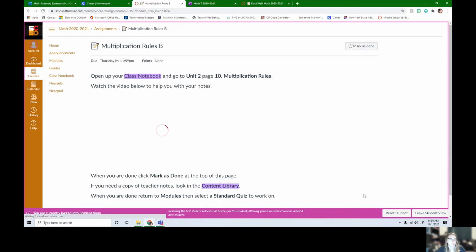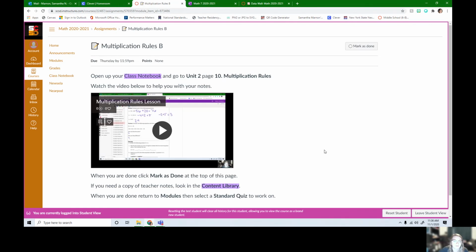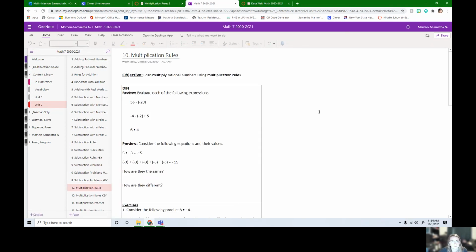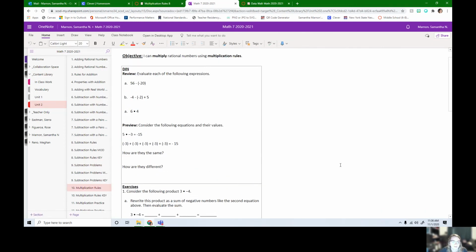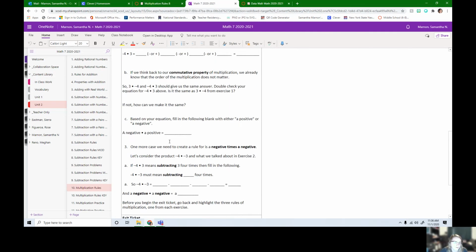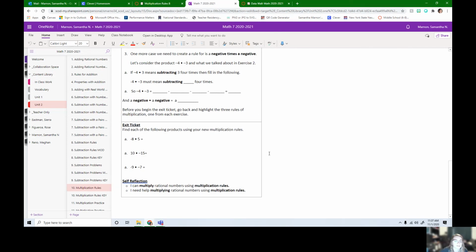So this is the day your student should be in school, but if they are not, there is a video lesson here. What we are working on is Unit 2, page 10. This is the sheet we'll be working on in class. We're going to be learning the different rules for multiplying negative numbers and positive numbers, and what it even means. What does it look like?